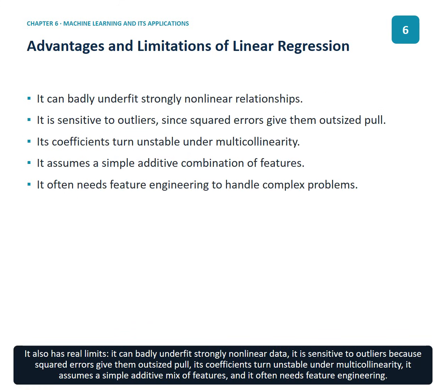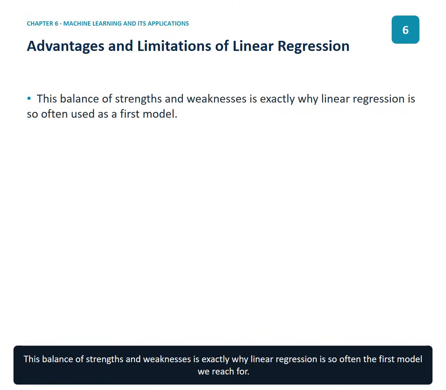It also has real limits. It can badly underfit strongly nonlinear data. It is sensitive to outliers because squared errors give them outsized pull. Its coefficients turn unstable under multicollinearity. It assumes a simple additive mix of features, and it often needs feature engineering. This balance of strengths and weaknesses is exactly why linear regression is so often the first model we reach for.